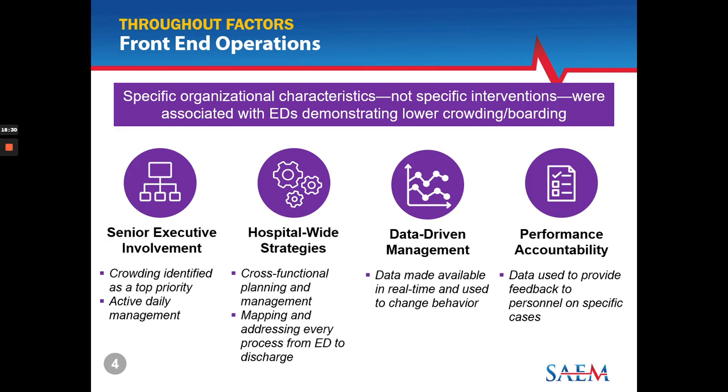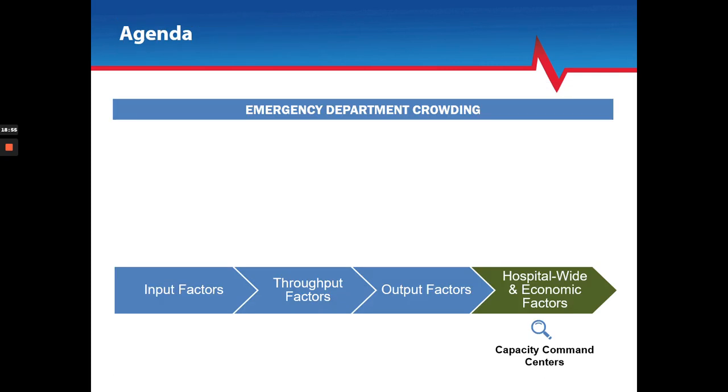So involvement of senior executives, not just at the outset of an idea, but in the daily management of its implementation and continuous improvement. Another element was having hospital-wide strategies, not just one intervention, but many interventions addressing all the major root causes of ED crowding. And then finally using data, both at the system level and to provide feedback to individual caregivers or team members to ensure that interventions are executed as intended.